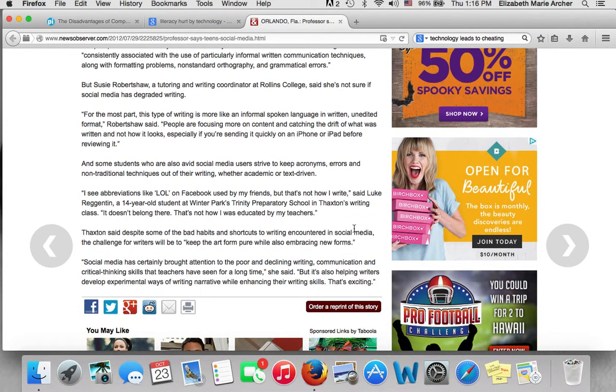For the most part, this type of writing is more like an informal spoken language in written, unedited format. People are focusing on content and catching the drift of what was written, but not how it looks, especially if we're sending it quickly on an iPhone or iPad before reviewing it. I mean, that's something. If you're just doing quick communications, maybe some people don't even notice grammatical errors because they're only looking at the content. They're not necessarily looking at the mechanics of it, which is entirely possible.